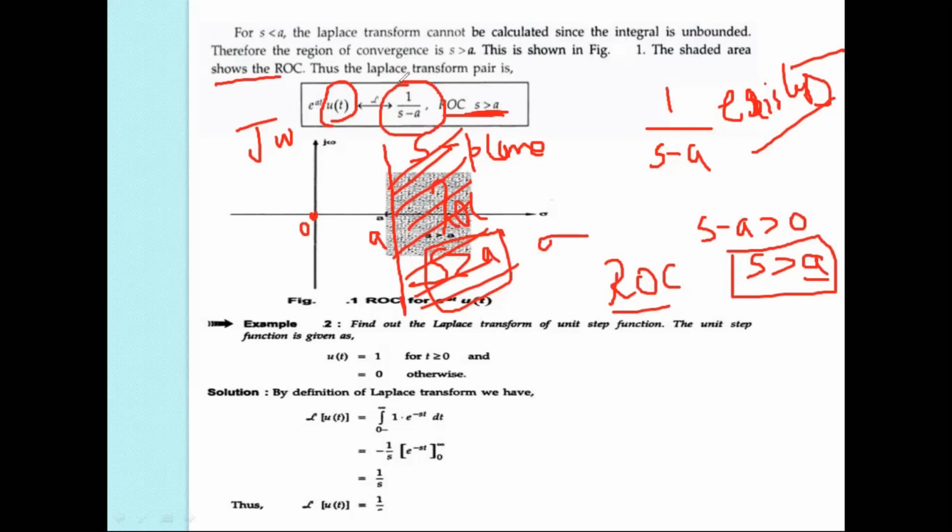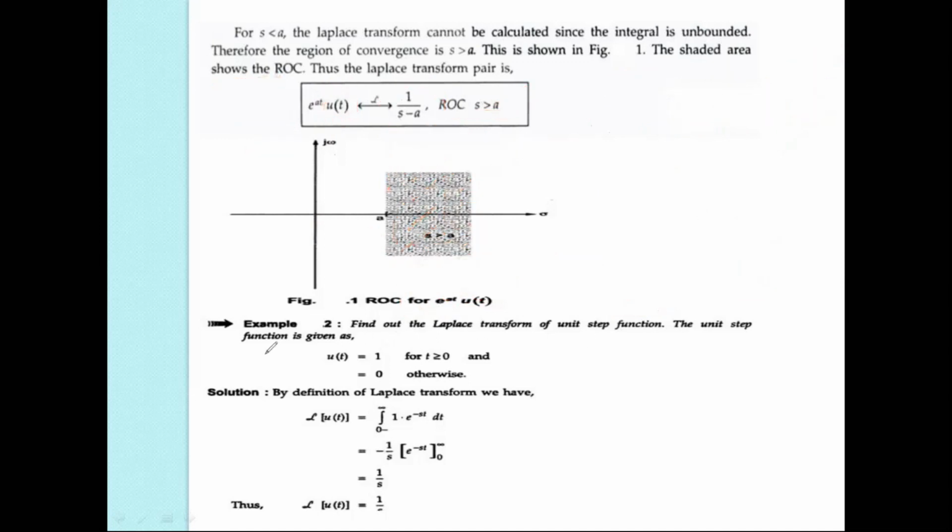e power at mu of t will give 1 by s minus a, and e power at mu of minus t minus 1 also gives 1 by s minus a. So there is ambiguity. Without the ROC, we can't say which is the inverse Laplace transformation of 1 by s minus a. So definitely you have to know which is the shaded area and which values exist. Got it?